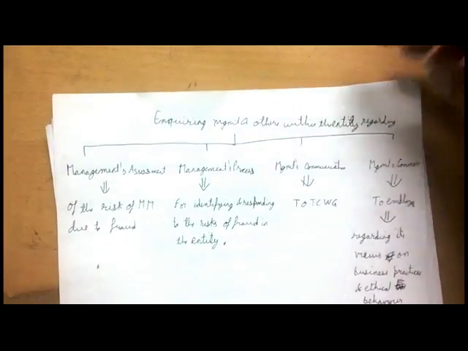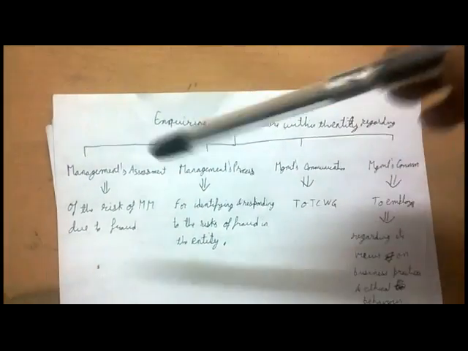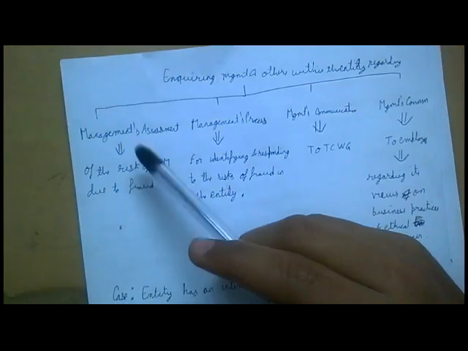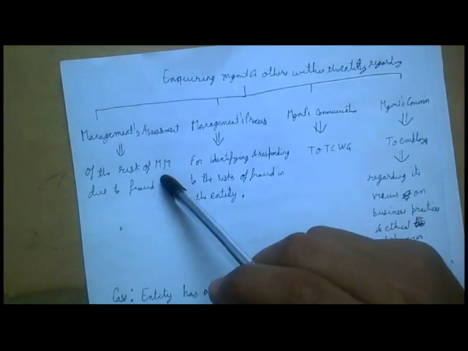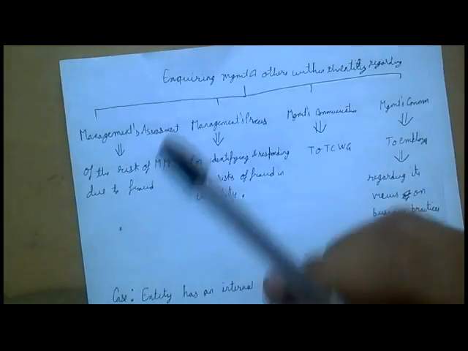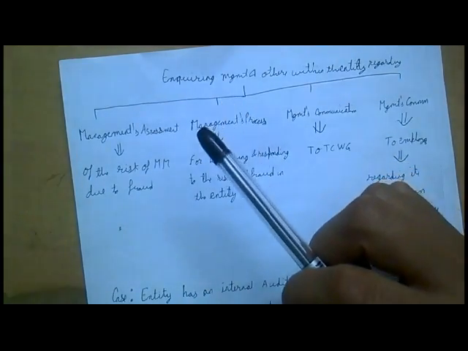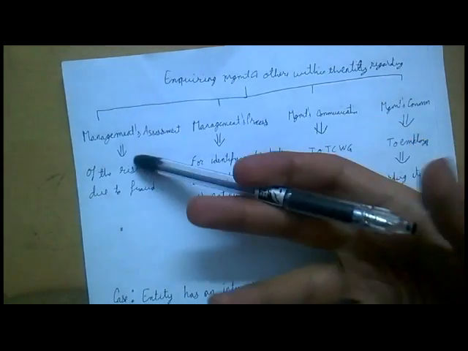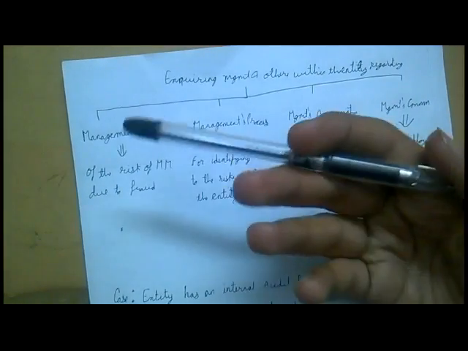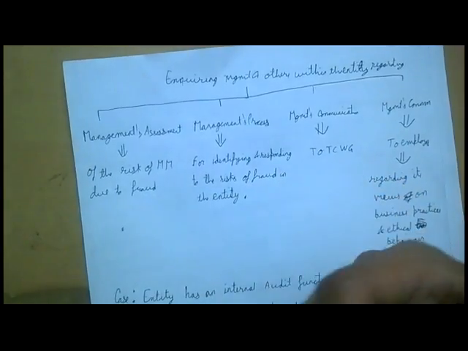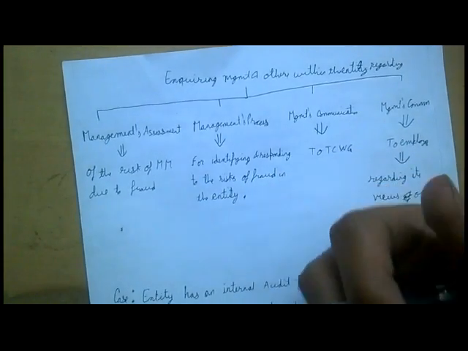So the first thing we have is inquiring the management and others within the entity regarding what? The first thing we are going to inquire from the management is, what is the management's assessment of the risk of material misstatement due to fraud? That is, management has already assessed whether there is a risk of material misstatement, and the auditor is going to inquire about that assessment. That is, what is your assessment regarding this?